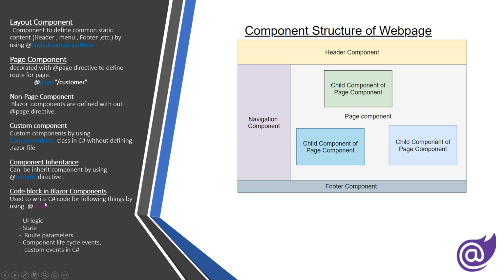Why do we need the code block in the Blazor component? To maintain the UI logic: UI events, UI logic, UI actions, event callbacks, and state, to define the state, and to define the route parameters. We can discuss that, and to define the lifecycle events and custom events. So we need the code block.